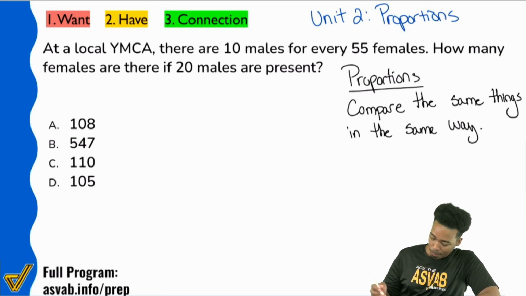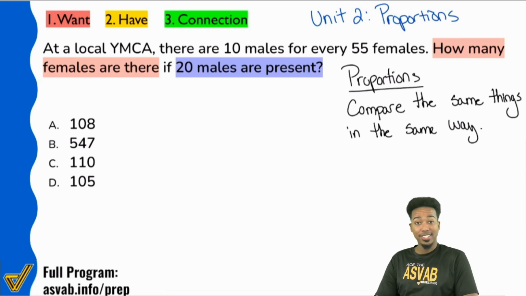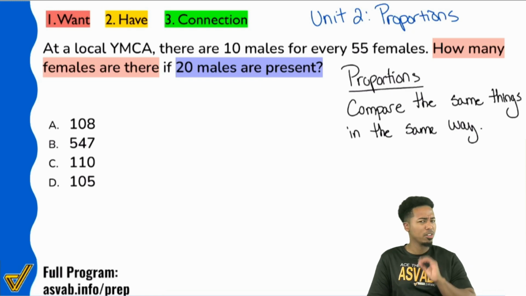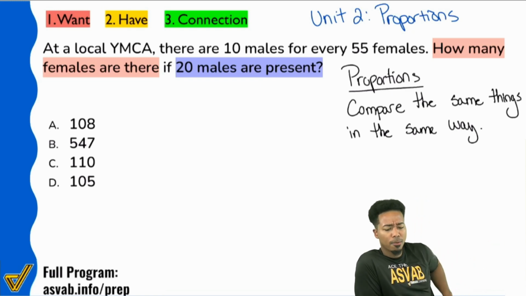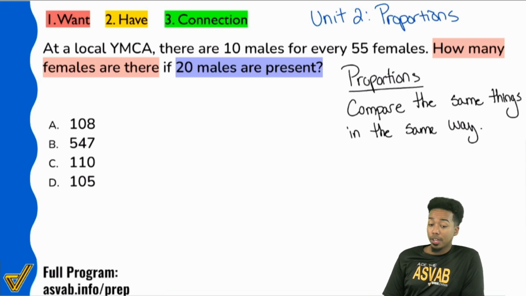So right over here, the question says, how many females are there? And the information says there are 20 males present. But everybody, are we looking for females or males on this question? Let me make sure everybody understands the question itself. What are we looking for? Males or females? Cool. I want to make sure that we're clear on this. We're looking for the number of females.